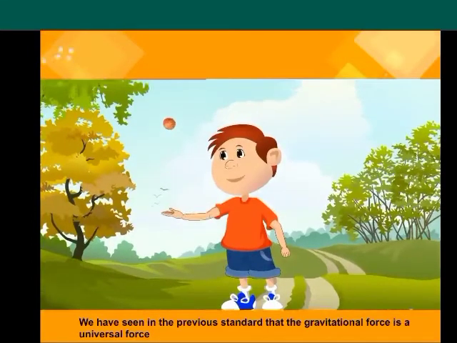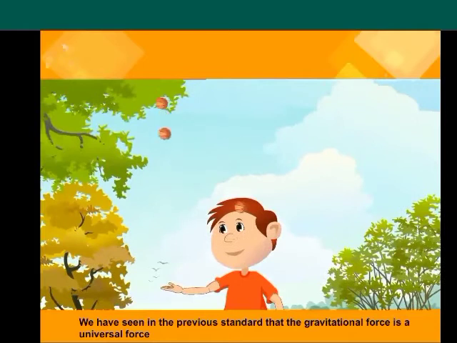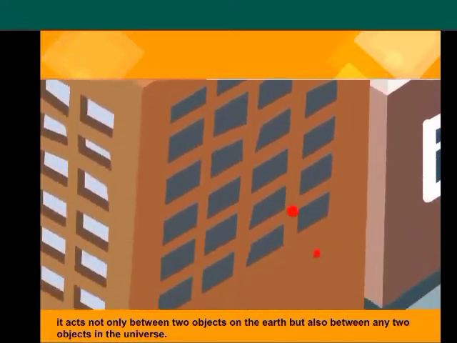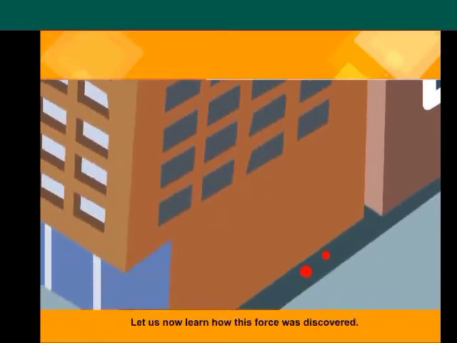We have seen in the previous standard that the gravitational force is a universal force, and it acts not only between two objects on the Earth but also between any two objects in the universe. Let us now learn how this force was discovered.